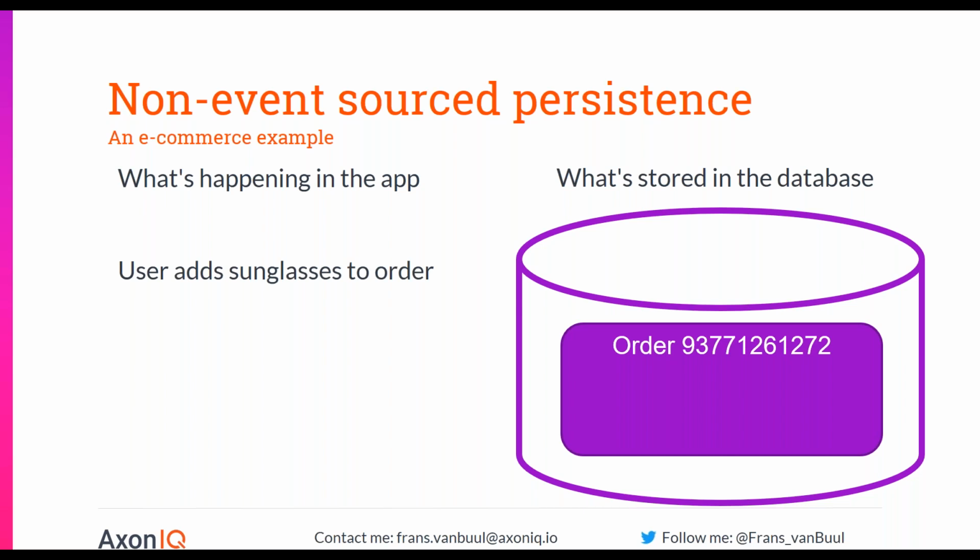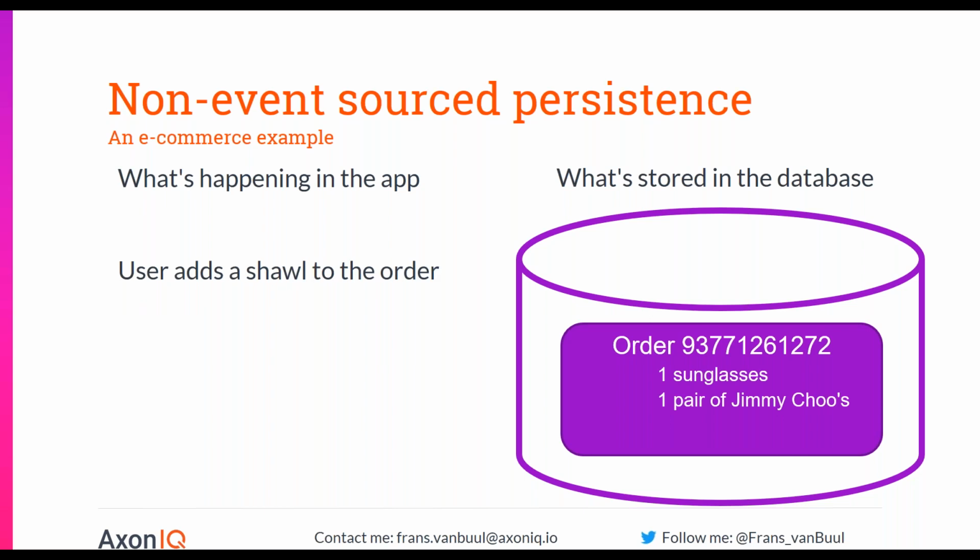Then the user may add something to the order like sunglasses. You would see then that the database gets an update. So the database record has changed and the order now contains the sunglasses. Then you may add some Jimmy Choo shoes to this order. This example may also tell you who has invented the example. It was not me, looking at the list now. And the database would be updated again.